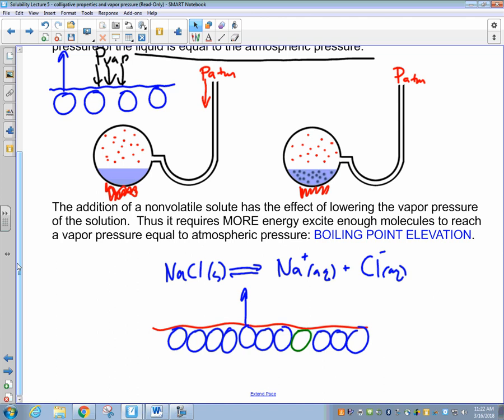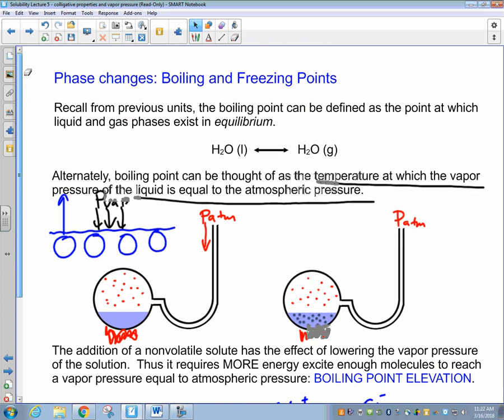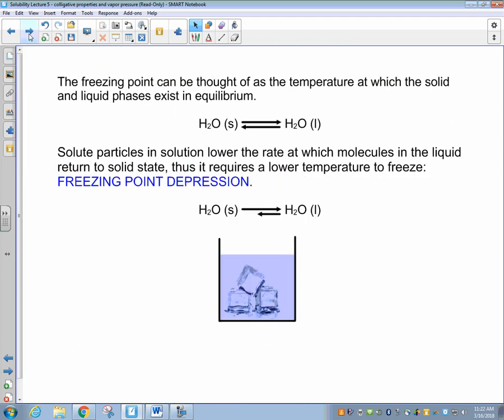All right, now the math behind how this works, this process of boiling point elevation, is described.